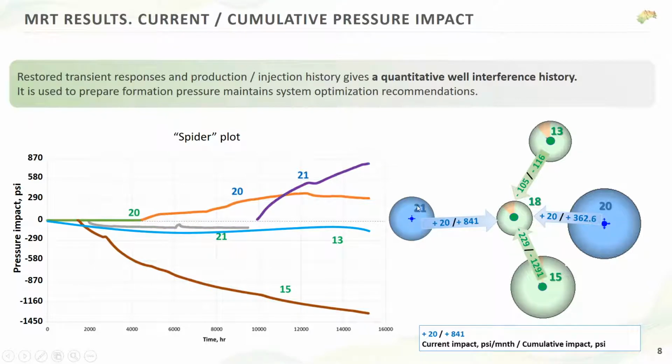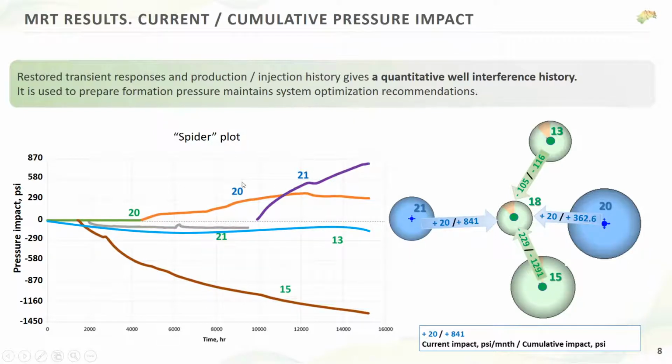And well 21, despite starting to inject much later than well 20, and despite being farther from well 18 than well 20, its pressure impact is much higher. It's twice as high as well 20.